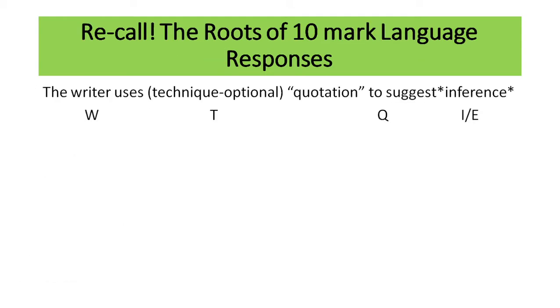Okay, so hopefully you can remember this, the root of every 10-mark language response, that sentence structure that we always use. You start with the writer uses. If you're looking for a how mark, a method mark, then you are going to use a technique, but you don't need to. You've got your quotation, which is essential. Sorry, my cue's a bit off there. And then you finish off with an inference or an effect. So what's the writer highlighting? What are they suggesting? And that's it.